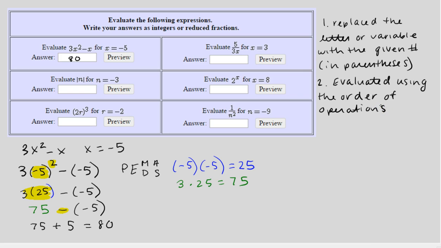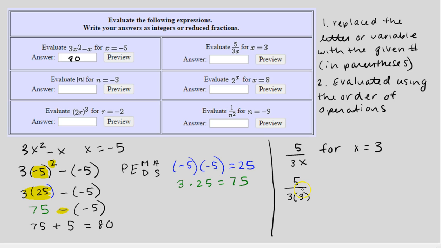So that's our basic strategy here. Okay, let's try this next one. We have evaluate 5 over 3x for x equals 3. So now the first step is replace a letter or variable with the given number in parentheses. So there's only one letter x here. So I'm going to replace it with the given number 3.